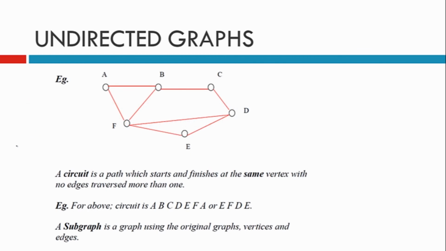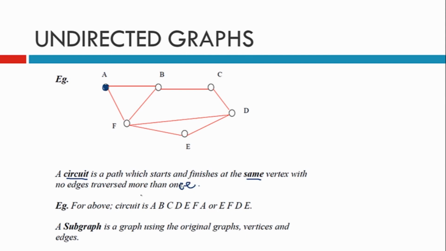There we go. A circuit is a path which starts and finishes at the same vertex. So if it starts at A, it's got to finish at A. If it starts at B, it's got to finish at B. And you can't travel along the edges more than once. Okay, so you can only travel along each edge once.